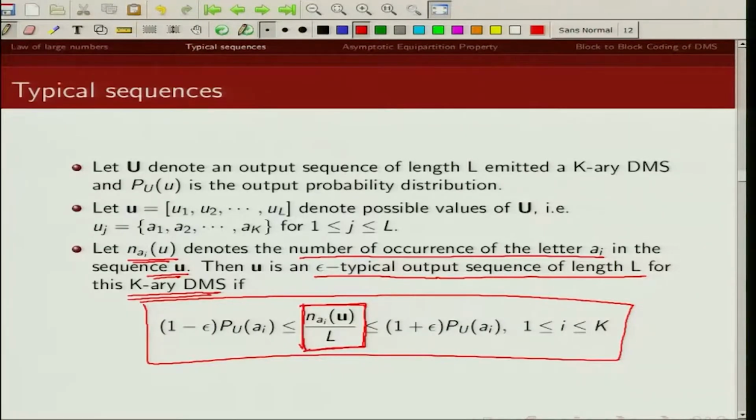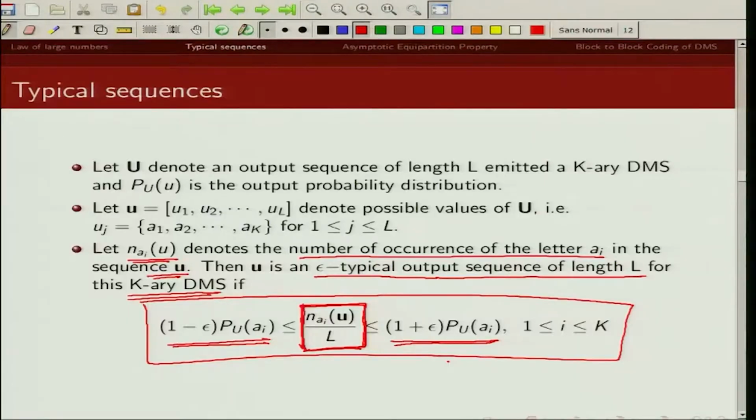Now what I am saying is this fraction of Ai in my output sequence of length L should be within 1 minus epsilon times P(U=Ai) and 1 plus epsilon times P(U=Ai), where epsilon is a very, very small number. You can say if epsilon is 0, essentially what I am saying is this fraction of Ai in my sequence of length L should be equal to the probability of occurrence of Ai.